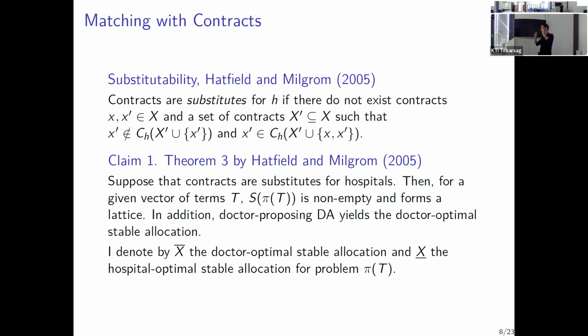So in this presentation, I will mainly focus on the two extreme points of the lattice, the doctor optimal stable allocation and the hospital optimal stable allocation. In addition, the doctor proposing DA, so deferred acceptance, generates the doctor optimal stable allocation. I will not introduce DA here, but in this example, I will show you how it works. I denote by X upper bar the doctor optimal stable allocation and X lower bar the hospital optimal stable allocation.